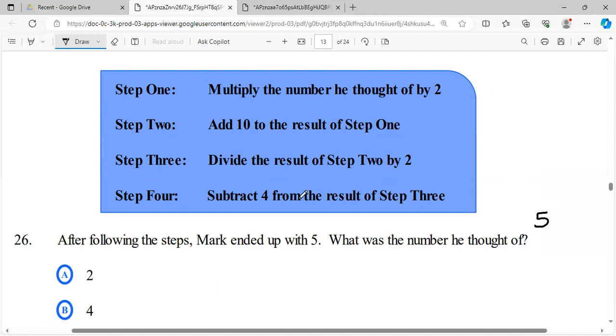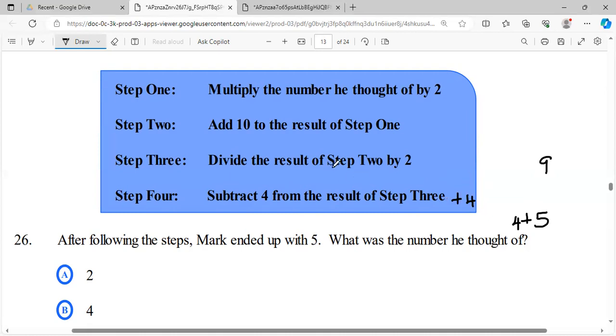backwards. He said that he subtracts 4 from the result, so we're going to do the opposite of subtract 4, which is to add 4. So that's the first thing we're going to do. We're going to add 4 to 5, which gives us 9. Subtract 4 from the result, yes, that's correct.